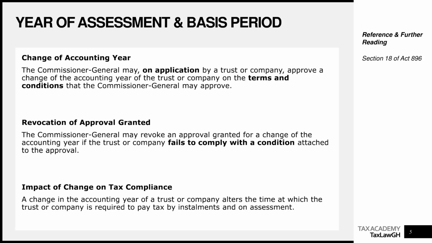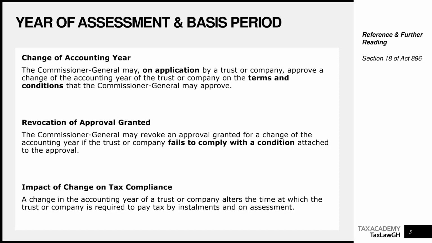So let's say a company that uses the calendar year of January to December as their basis period or accounting year, probably because their headquarters in China changes their group year end from December to, let's say, November. Because the company wants to align local reporting with global or group reporting, they write to the Commissioner General and ask for permission to change the accounting year. The Commissioner General can approve and attach terms and say, if you flout A, B, C, if you don't do 1, 2, 3, or if you do X, Y, Z, then I will revoke the approval I gave you.